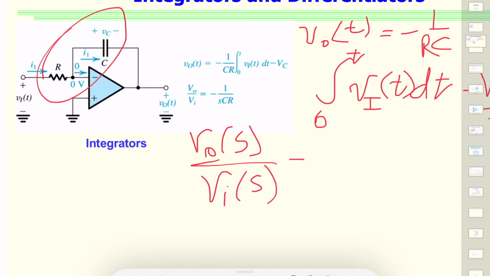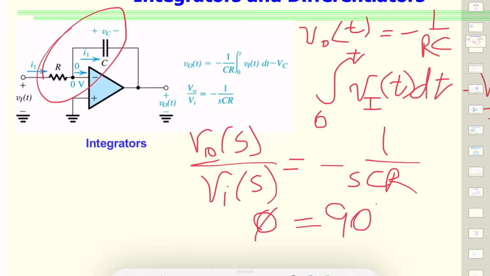The output versus input would become minus 1 over SCR, just like we saw before for a generic case. And it will be out of phase because of capacitance, and our phase would be 90 degrees here. Now, if we have to see how it relates to the original analysis which we did for DC, if we replace S with 0, we'll see that it reverts back to the original relationship that we had, and we have seen that before.